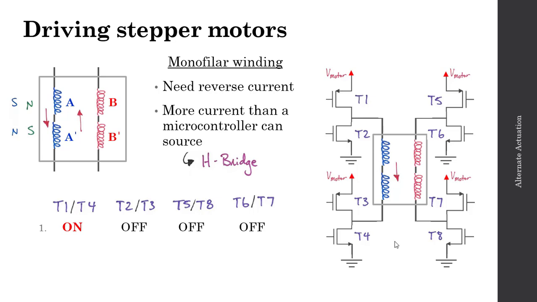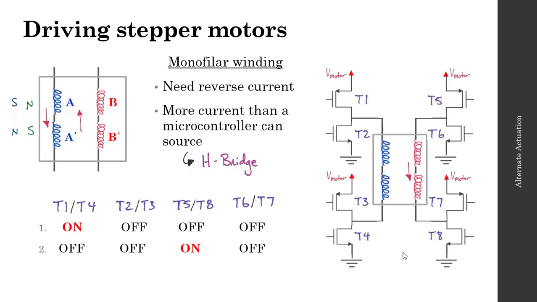The next step was to turn off the current through the A prime coils and turn on the current through the B and B prime coils. So to accomplish that, we'll turn on the transistor pair T5, T8 and turn everything else off, and as a result, we'll get a current flowing through B, B prime in this direction.